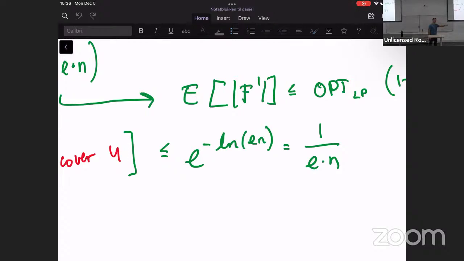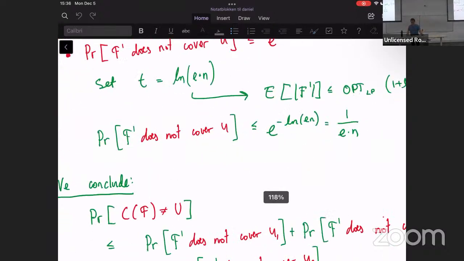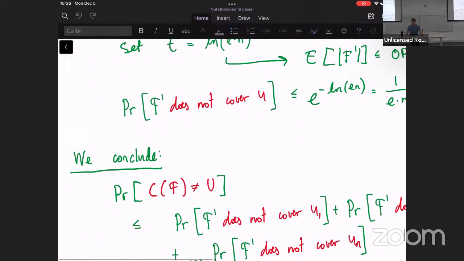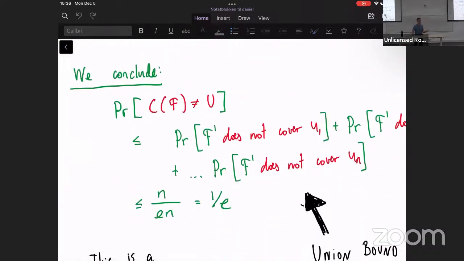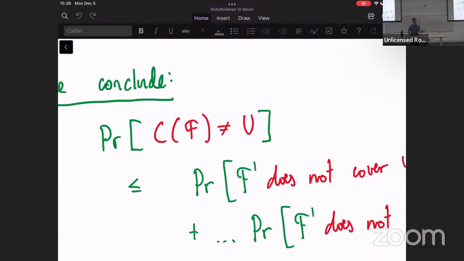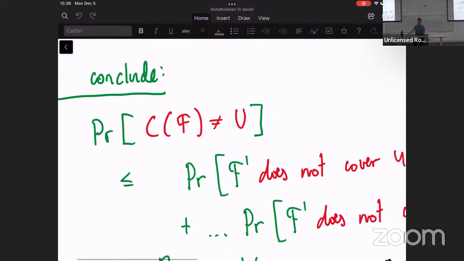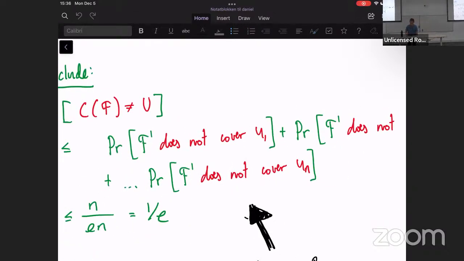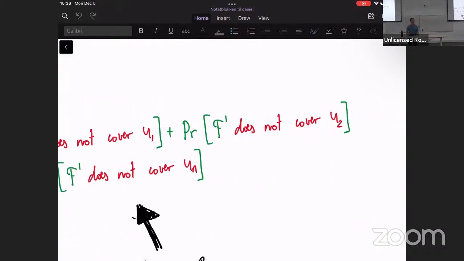most 1 over en. Now comes the next magic bound, which is called the union bound. It's another thing that you learned in your stats class and didn't think much of. The probability that you don't cover the entire universe is at most the probability that you don't cover the first element, plus the probability that you don't cover the second element, plus the probability that you don't cover the third element, and so on. So it's at most the probability that F prime doesn't cover u1, plus that it doesn't cover u2, and so on.